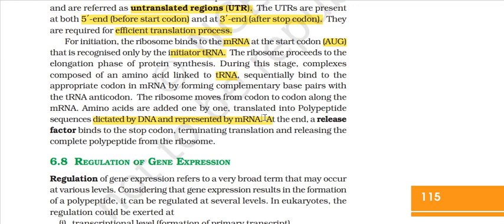At the end, a release factor. There's a release factor which binds to the stop codon, terminating translation and releasing the complete polypeptide from the ribosome. तो release factor है because हमारे पास कोई stop anticodons वाला कोई tRNA नहीं होता, so you have the release factor binding to the stop codon which will terminate the translation.